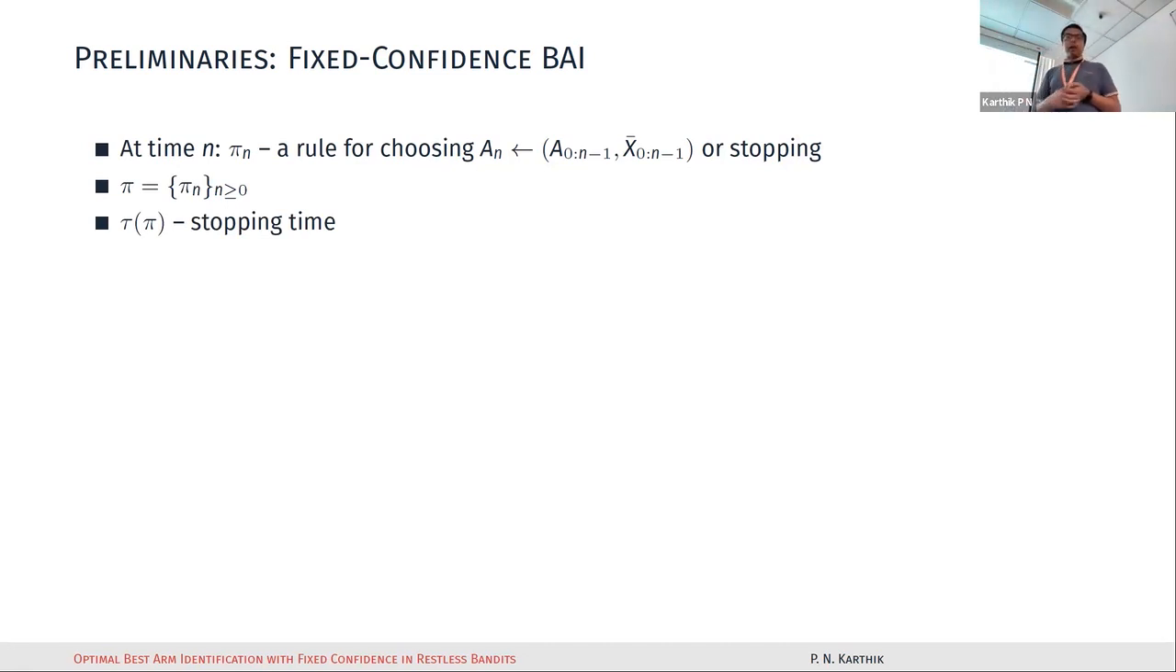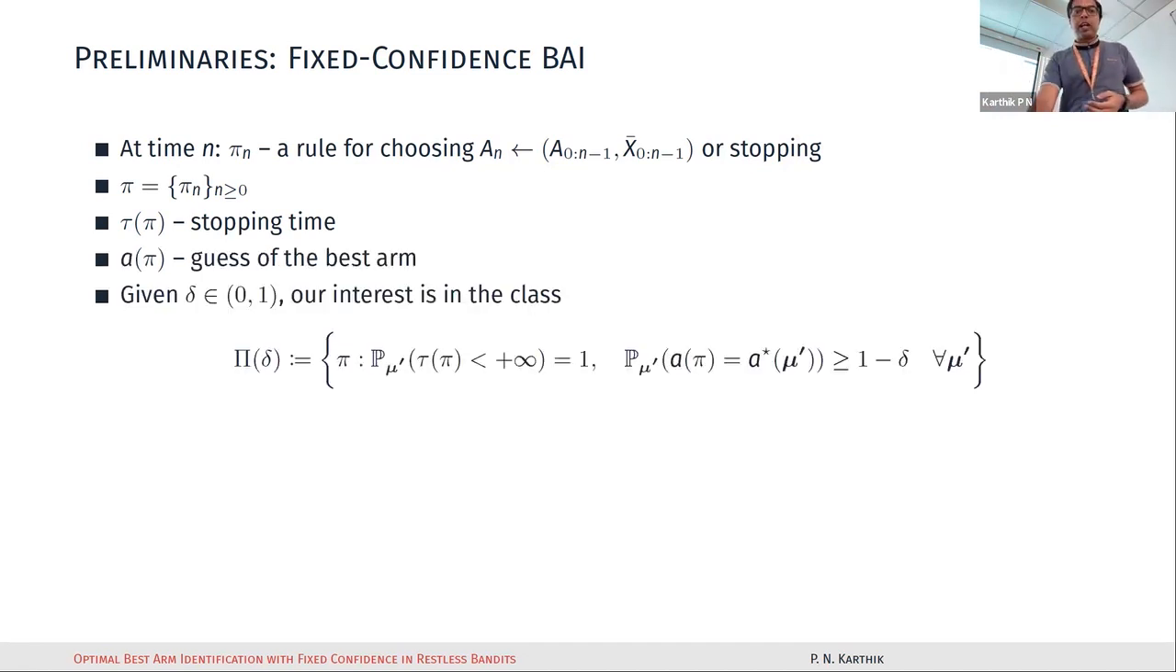I denote a policy as pi. Let's say tau pi is its stopping time, and a pi is the guess. Whatever I showed on the previous slide is just this. Our interest is in designing algorithms or policies which satisfy this criterion. We are given delta. We would like to design policies in the class of all policies which stop in finite time with probability 1 and output the correct answer with probability at least 1 minus delta. That's all, as simple as that.